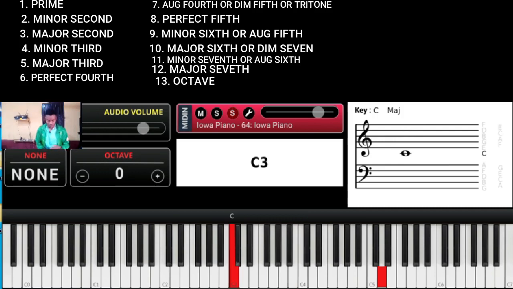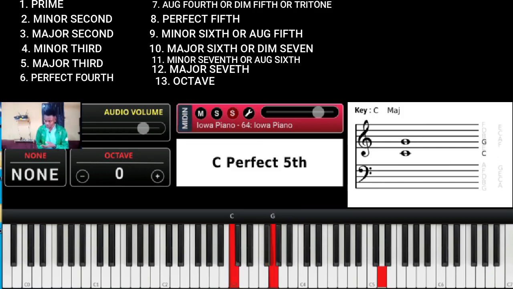Alright, so let's take one more time. This is our prime. The prime is the root, the minor second, the major second, the minor third, the major third, the perfect fourth, the augmented fourth or the diminished fifth. Sorry to say, the augmented fourth or the diminished fifth can also be called the C tritone.